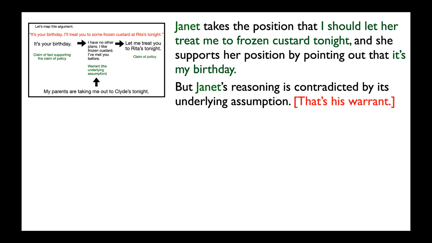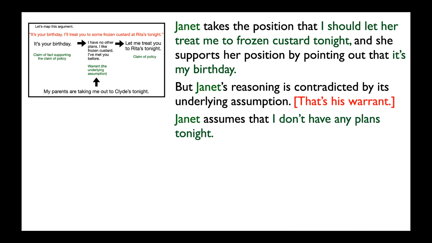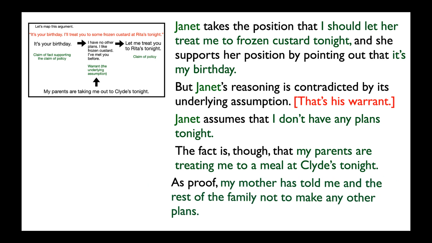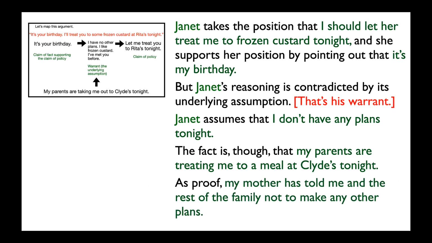And now I'm going to point out the warrant. Janet's reasoning is contradicted by its underlying assumption. Janet assumes that I don't have any plans tonight. The fact is, though, that my parents are treating me to a meal at Clyde's tonight. As proof, my mother has told me and the rest of the family not to make any other plans.